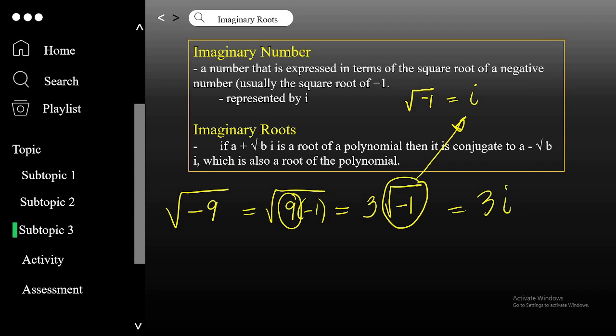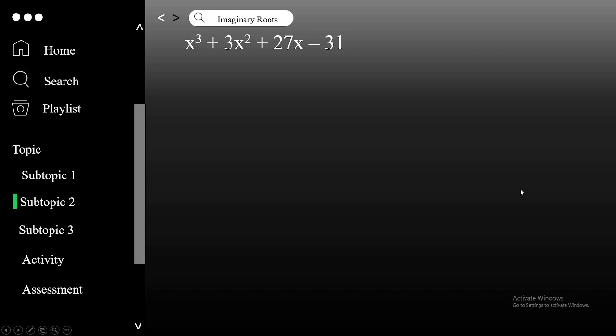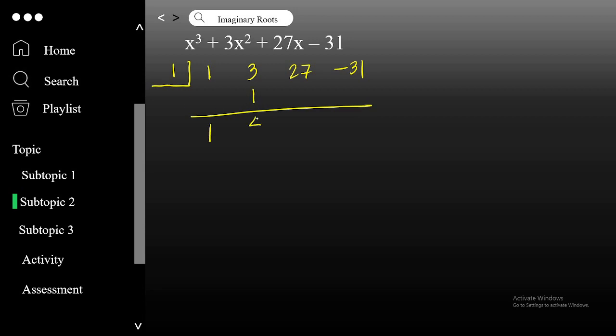Okay? Now let's have our first example. We have x cubed plus 3x squared plus 27x minus 31. Let's get the roots there. This is our polynomial function. Now, to get the roots, let's try 1. We have the coefficients 1, 3, 27, and -31. Bring down 1, multiply, that's 1, combining, that's 4, multiply, that's 4, add 27, multiply, that's 31, add to -31, and we have a remainder of 0. Therefore, this is already a root.